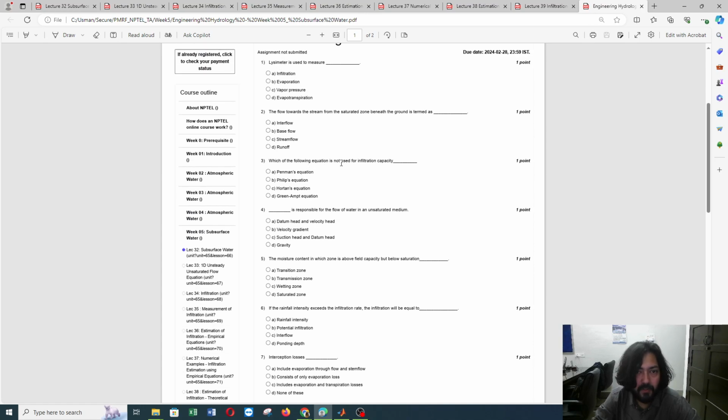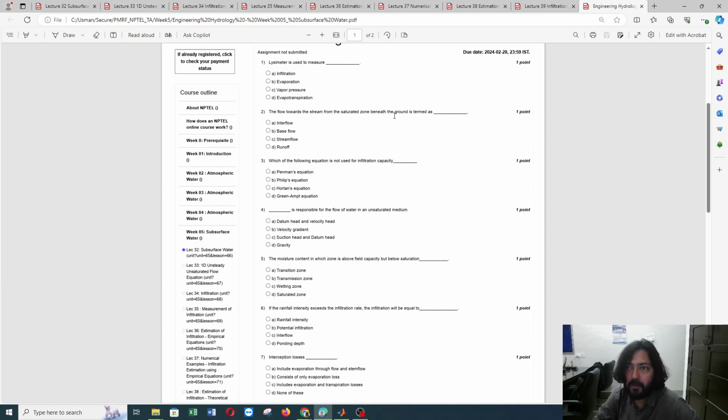Then they are asking which of the following equations is not used for infiltration capacity. Just by looking at the options also, we have studied different empirical equations and theoretical equations. So if you remember the names of those scientists, you can easily answer this question also. Then they are asking: the flow towards the stream from the saturated zone beneath the ground surface is termed as what? We have covered this also.